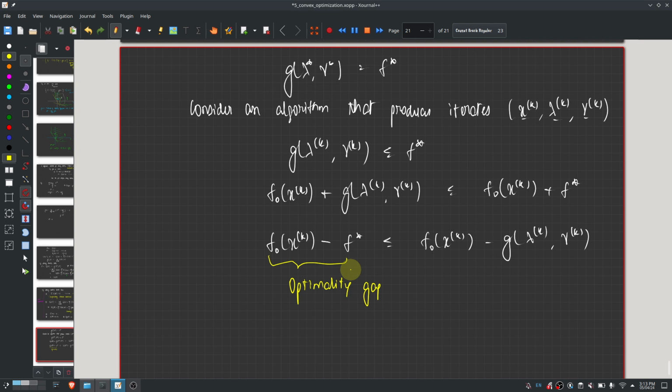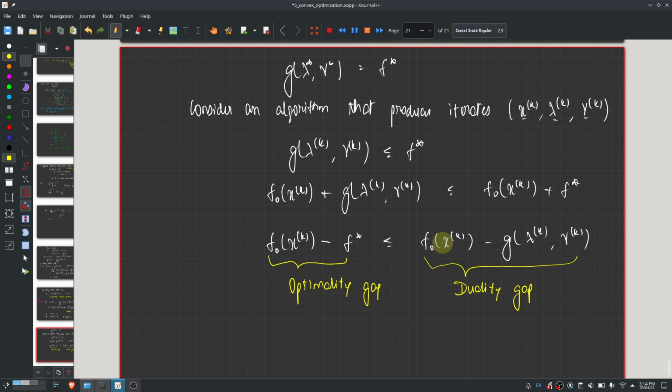So your optimality gap is always upper bounded by this so-called duality gap. Right? So if the right hand side, you know xk, lambda k, nu k, if the difference between these two functions is less than or equal to epsilon, then you know for sure that f0 of xk is at most f star plus epsilon. Right? So now how do you define a stopping rule? You keep running these iterations until this duality gap is less than or equal to epsilon, and then stop.